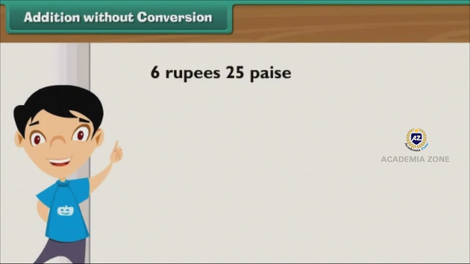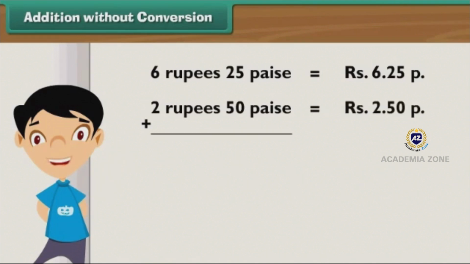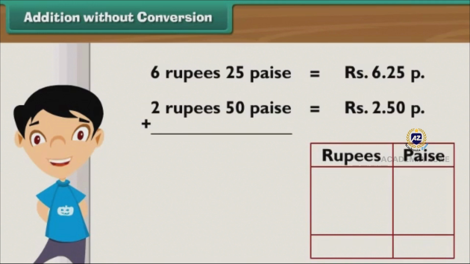Let's add 6 rupees 25 paise and 2 rupees 50 paise. First, write 6 rupees 25 paise as rupees 6.25p. Just below it, write 2 rupees 50 paise as rupees 2.50p in such a way that the rupee part falls in the rupee column and the paise part falls in the paise column. Step 1. Add the numbers in the paise column. 25 plus 50 is equal to 75. Write 75 in the paise column.